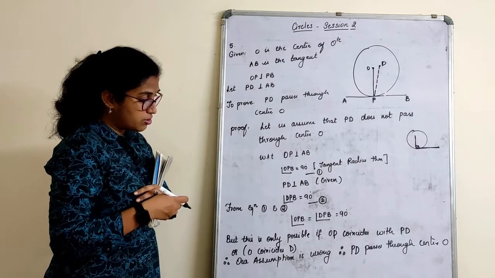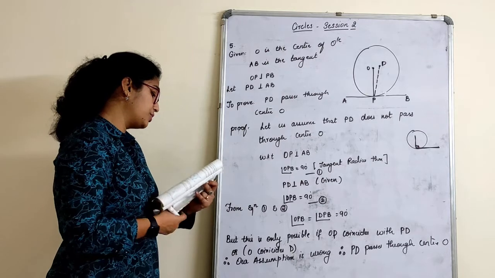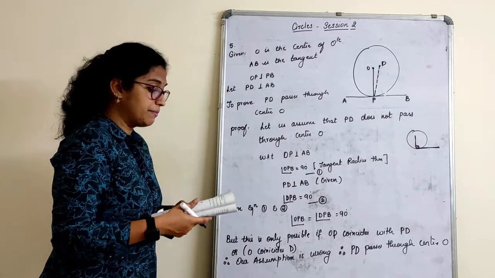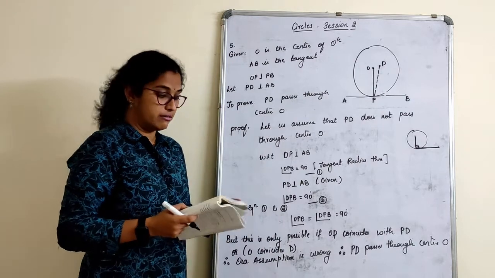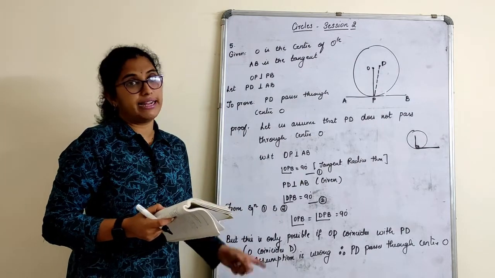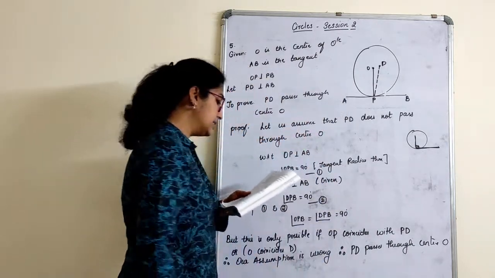Therefore, our assumption is wrong, and therefore PD passes through center O. Give the final conclusion as what you know here. Therefore, the perpendicular at a point of contact to a tangent to a circle passes through the center. This last statement you can write along with this. Quickly, we'll move to the next sum.